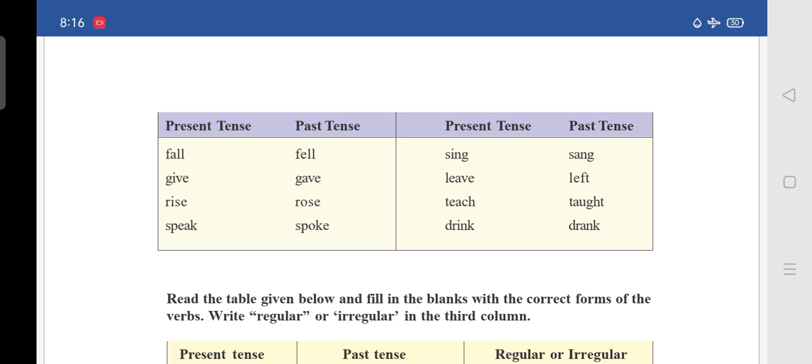Teach, taught. Drink, drank. So these are irregular verbs because the present and past tense are in different forms. It means if we add ed or d to the present tense, it won't become the past tense. So these are irregular verbs.